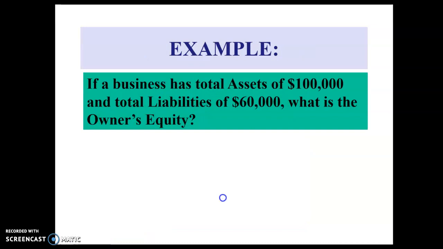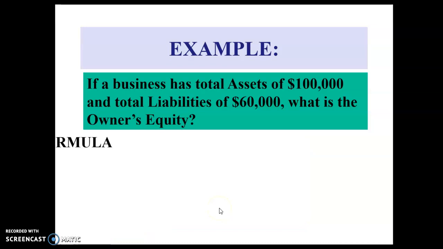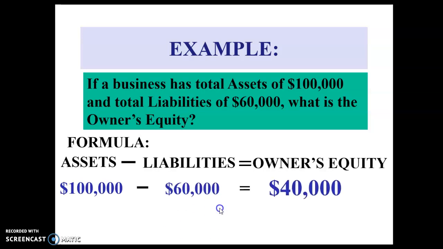So here was the example that we looked at in the previous PowerPoint. If the company has total assets of $100,000 and liabilities of $60,000, what is the owner's equity? Our formula was to take the assets, subtract out the liabilities, and what we have left over that the owners could take away of the assets is the owner's equity, in this case $40,000.